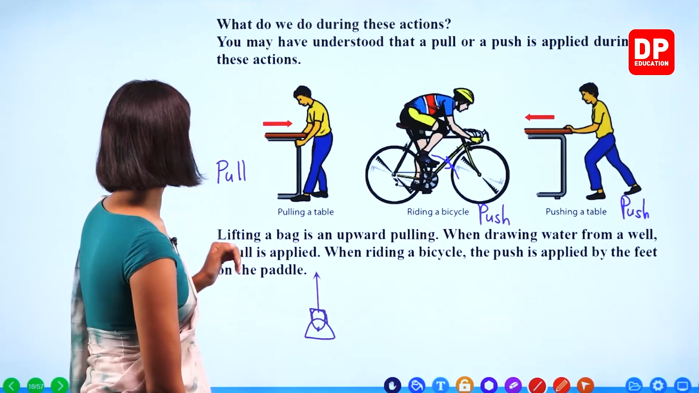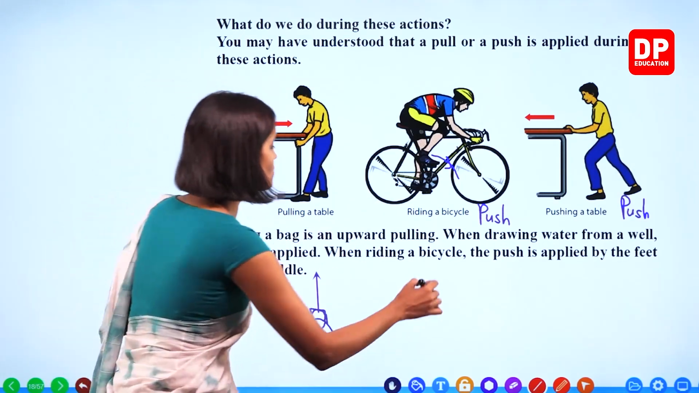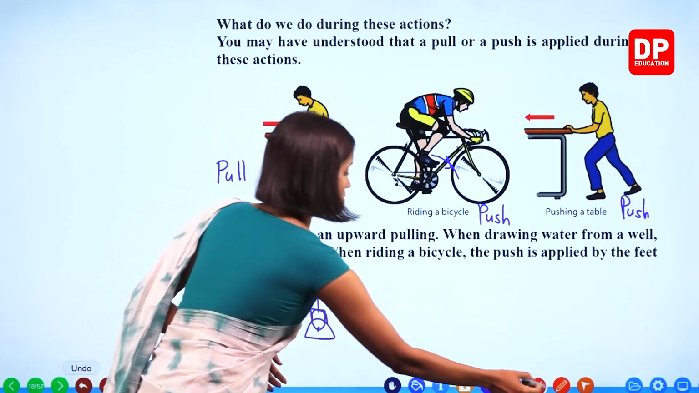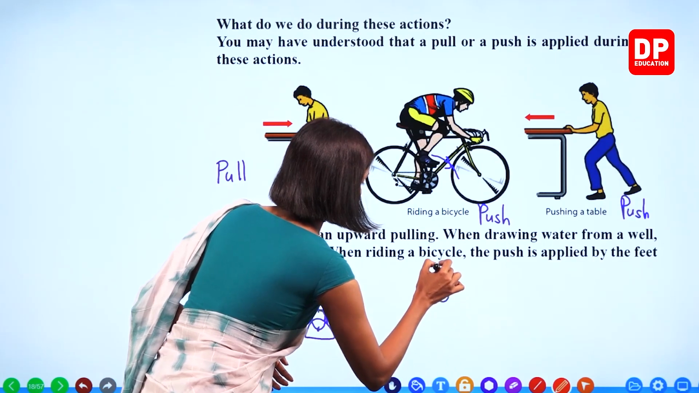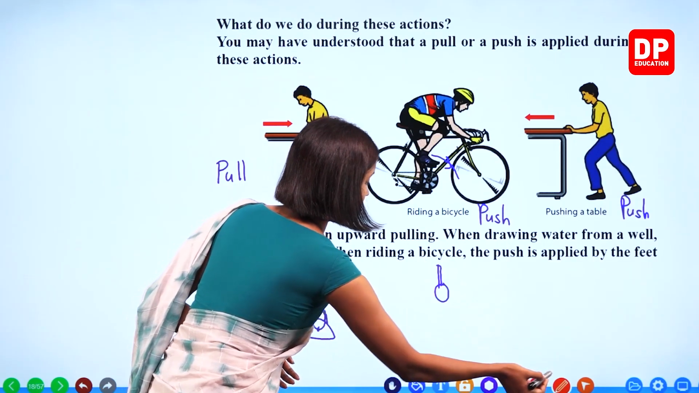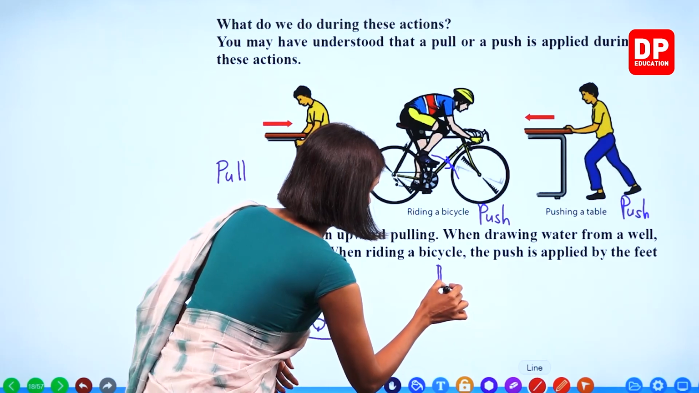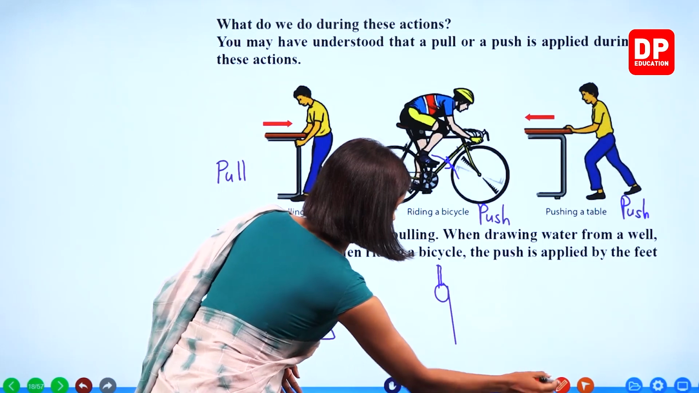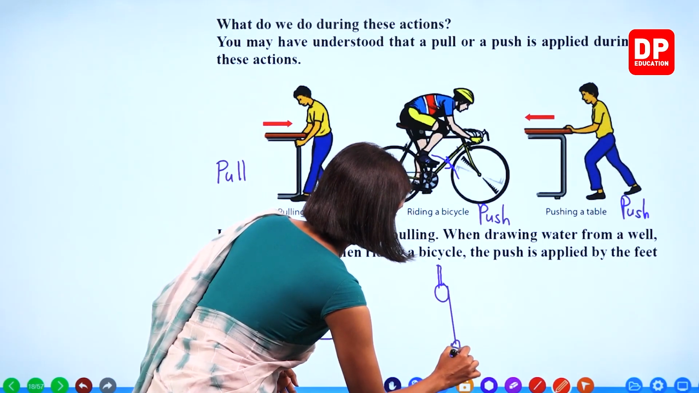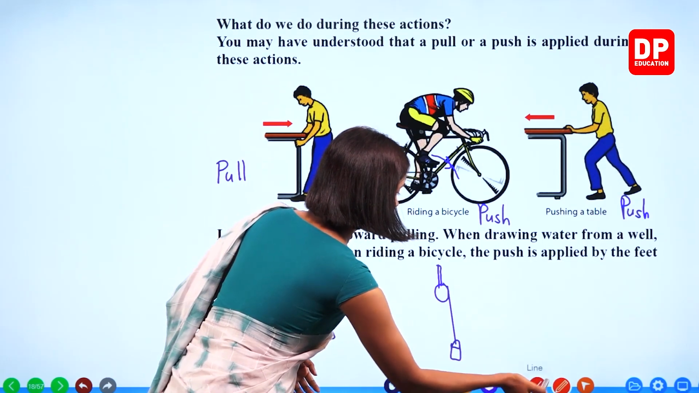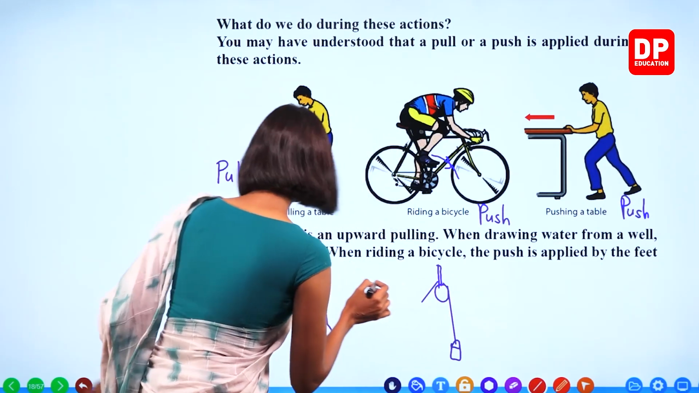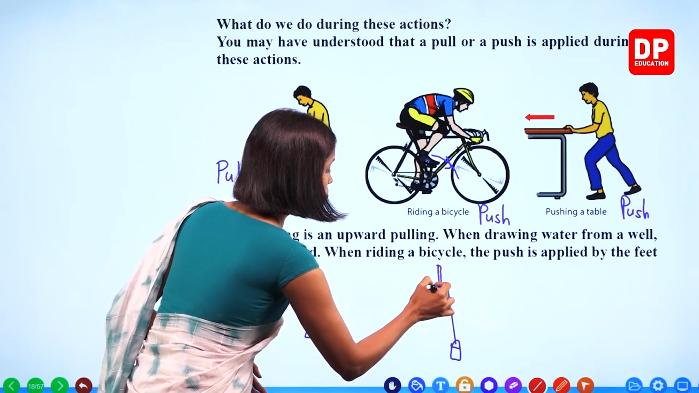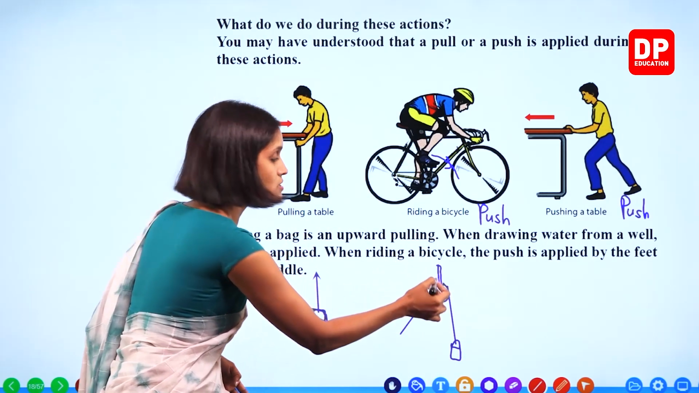When drawing water from a well, a pull is applied. Let's say that this is a pulley. In some wells, the pulleys are fixed. Let's say you use pulleys to draw water. If this is the water bucket, you always pull it towards your side, and that rope goes around this circular pulley. This is known as the pulley.